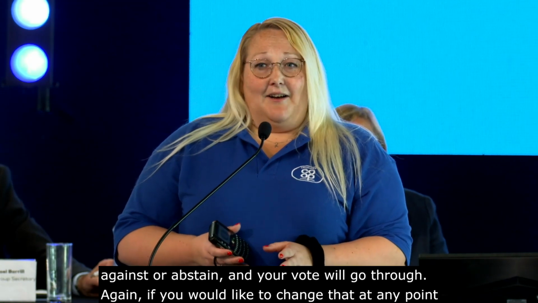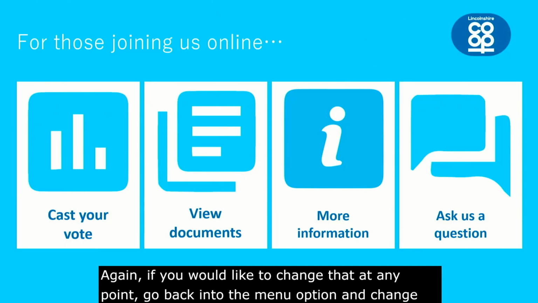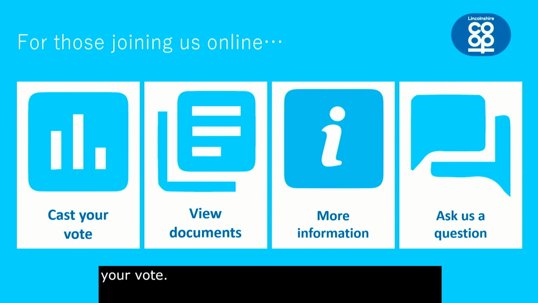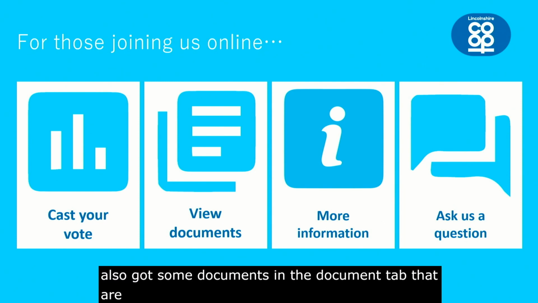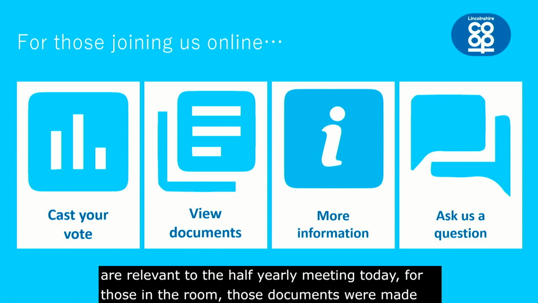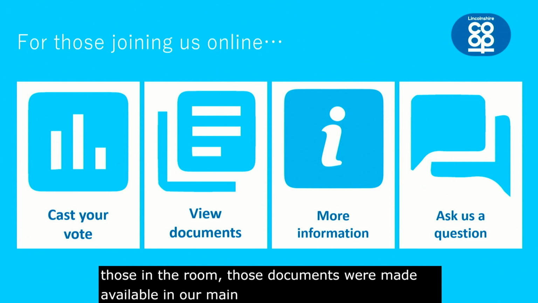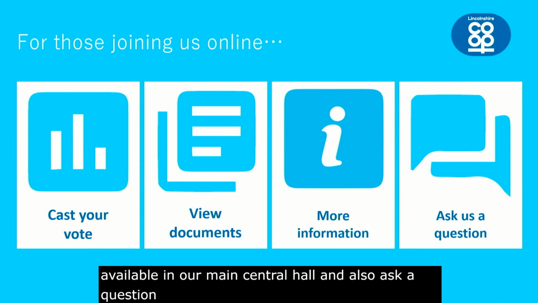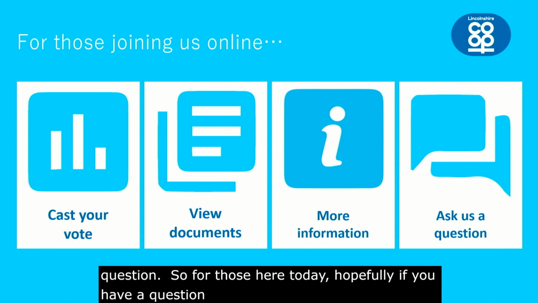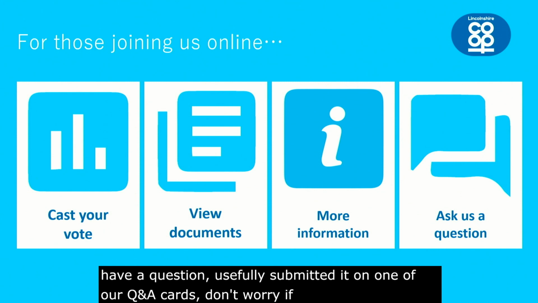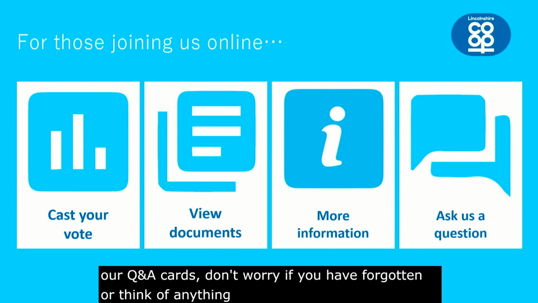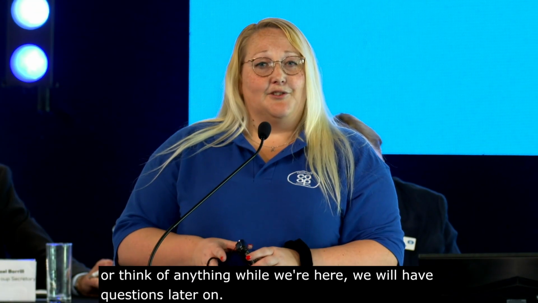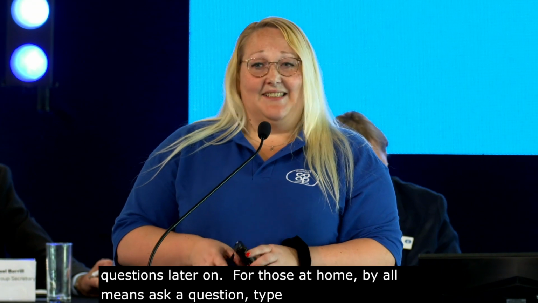For those at home on their devices joining us online, you've also got some documents in the document tab that are relevant to the half-yearly meeting today. For those in the room, those documents were made available in our main central hall. And also, ask a question. For those here today, hopefully if you've had a question, you've submitted it on one of our Q&A cards. We'll get to that later on. Don't worry if you've forgotten or you think of anything while you're here. We'll ask questions from the floor later on. And for those at home, you can by all means type a question into that question box and send it through to us, and we'll get through as many as we can today.